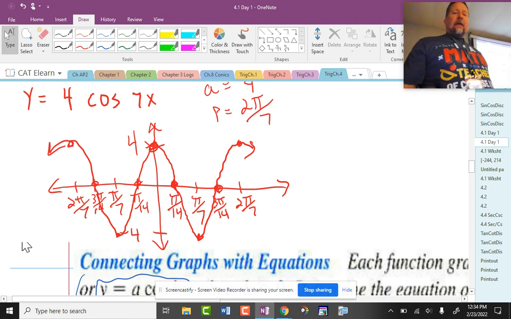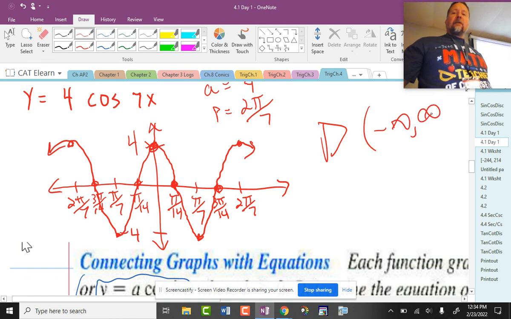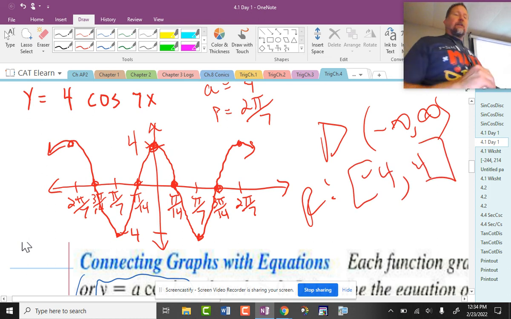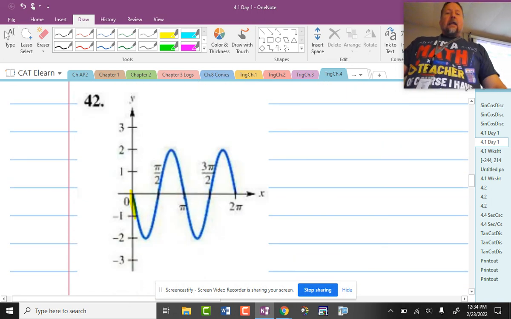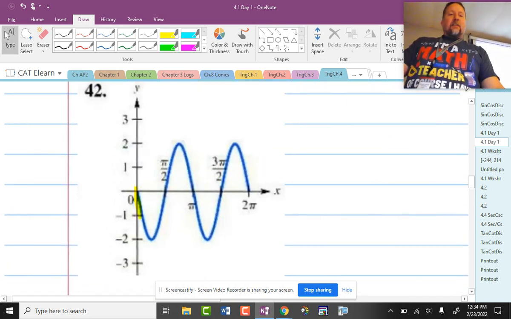And then again, the domain is all reals. Range is -4 to 4. Again, very simple on the range because that's all that's covered. Notice how my cosine things loop around, right? They don't go off into space. They loop around and come back down. Ooh, that rhymed. Okay, and then on the back of your worksheet, they have questions like this.